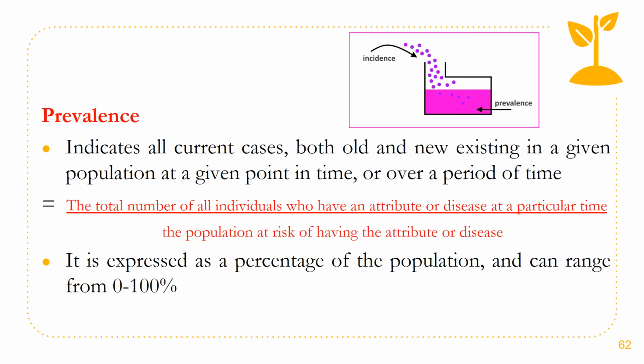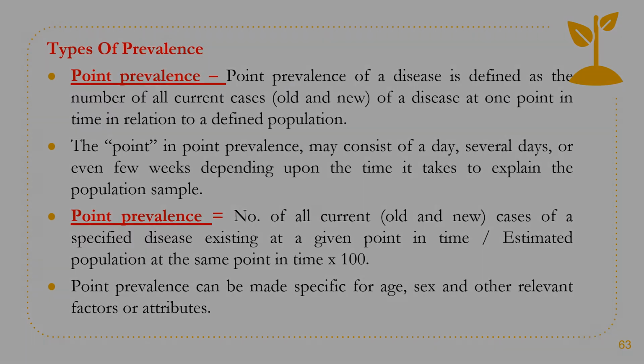Coming to prevalence. It indicates all current cases, both old and new, existing in a given population. So it can be calculated as the total number of all individuals who have an attribute or disease at a particular time divided by the population at risk of having the attribute or disease. It is expressed as a percentage of population and can range from 0 to 100%.